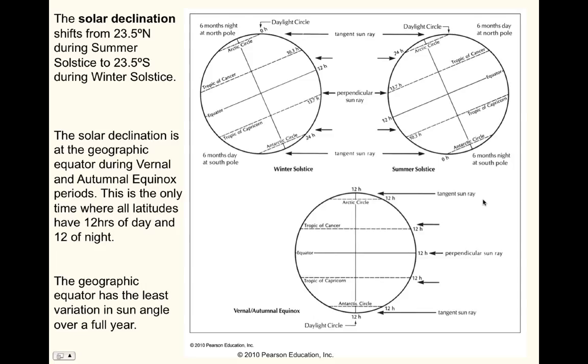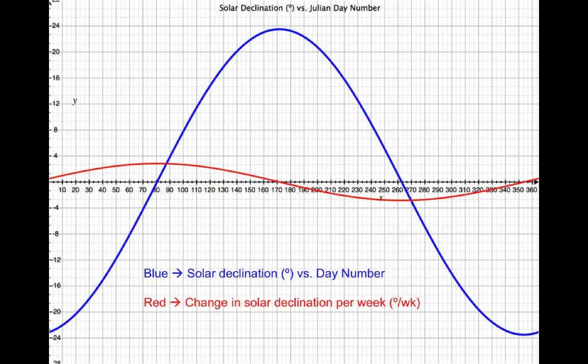These graphs are showing that the solar declination shifts from 23.5 degrees north during the summer solstice, coming in perpendicular at 23.5 north, and then it shifts to 23.5 south during the winter solstice, and then during the equinoxes it's coming in perpendicular exactly at the equator. During the equinox periods, this is the only time where all latitudes have 12 hours of day and 12 hours of night. This graph is showing the solar declination in degrees versus Julian day number.